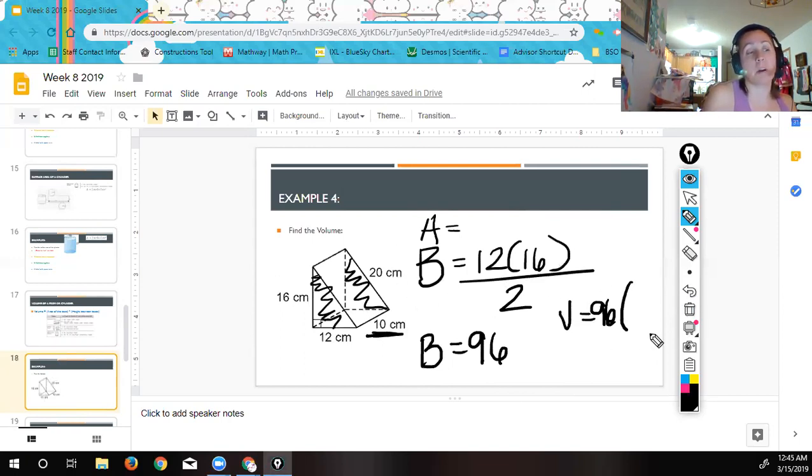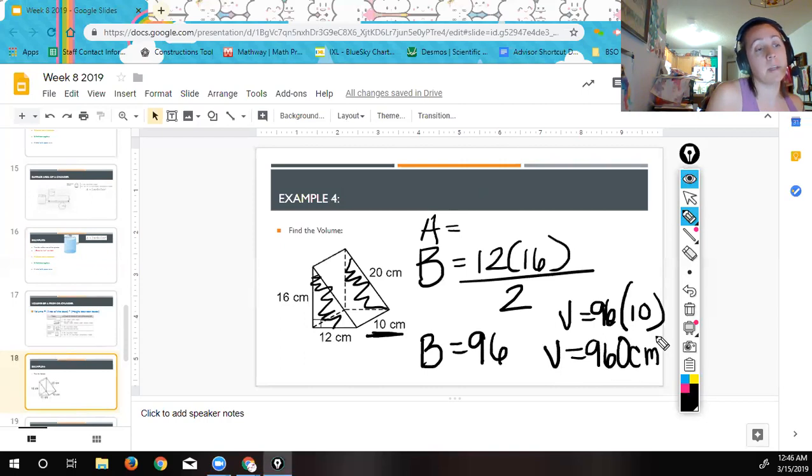That 20 is still part of the base. So I'm going to multiply it by 10. 96 times 10 is 960. And this one we're going to label as centimeters cubed. So there's that. Beautiful. All right. The next part.